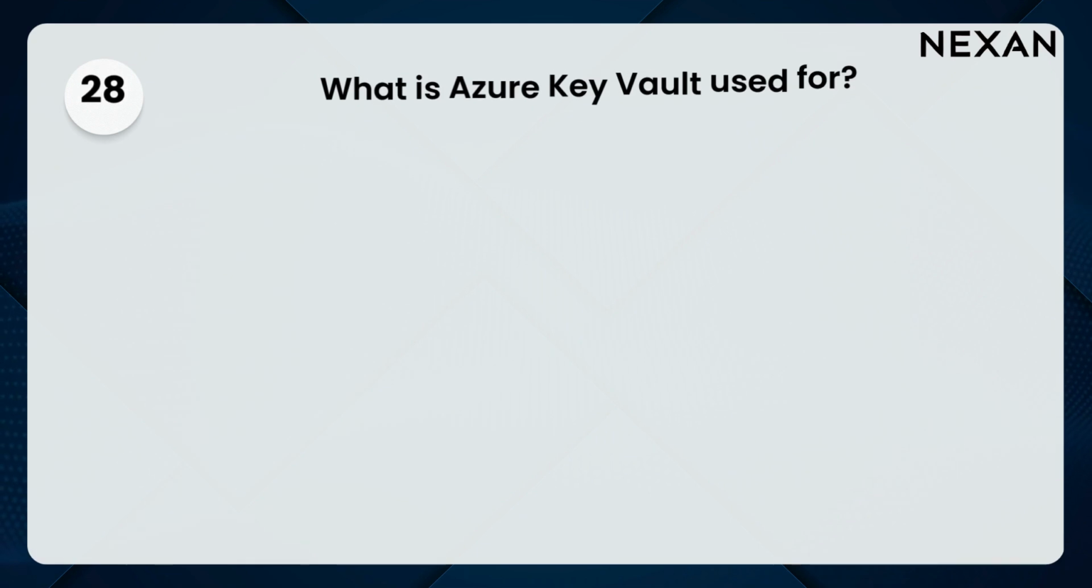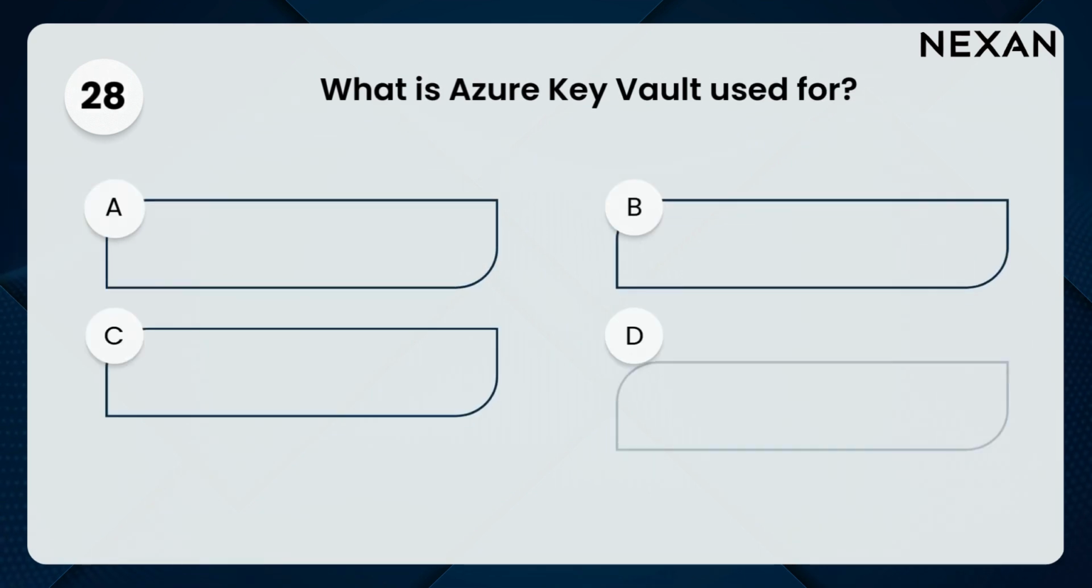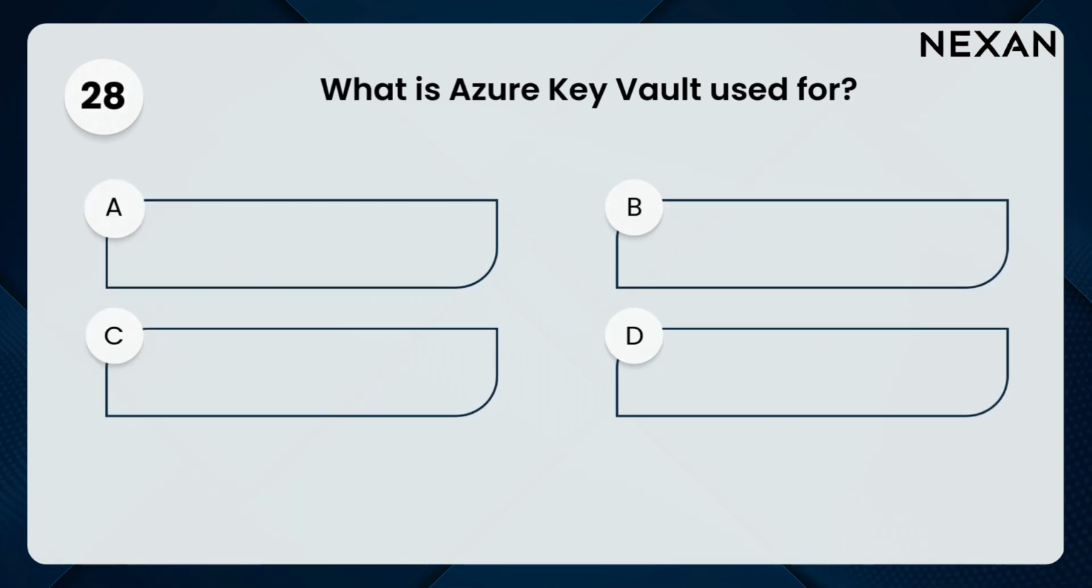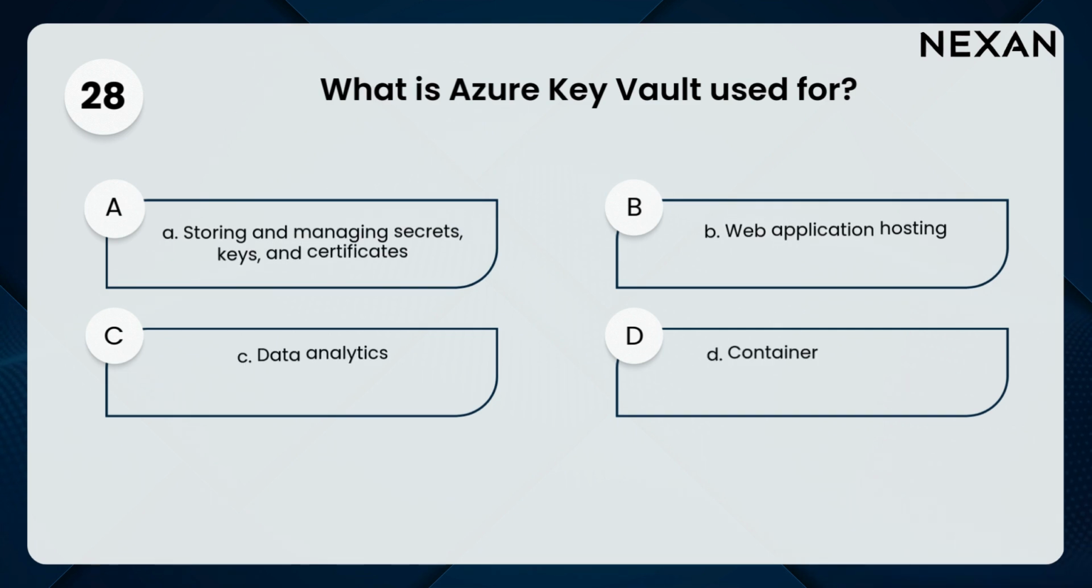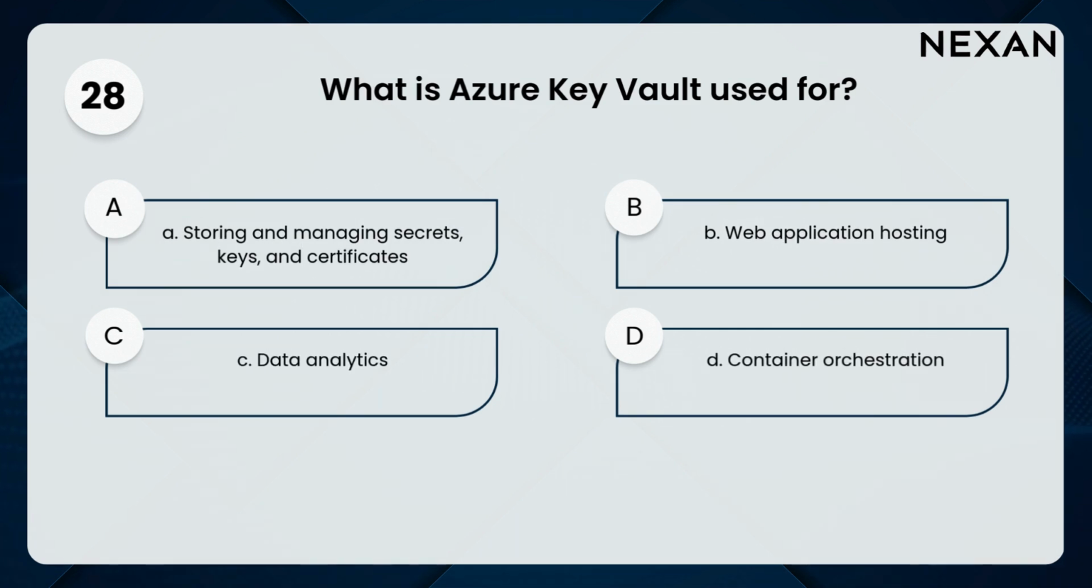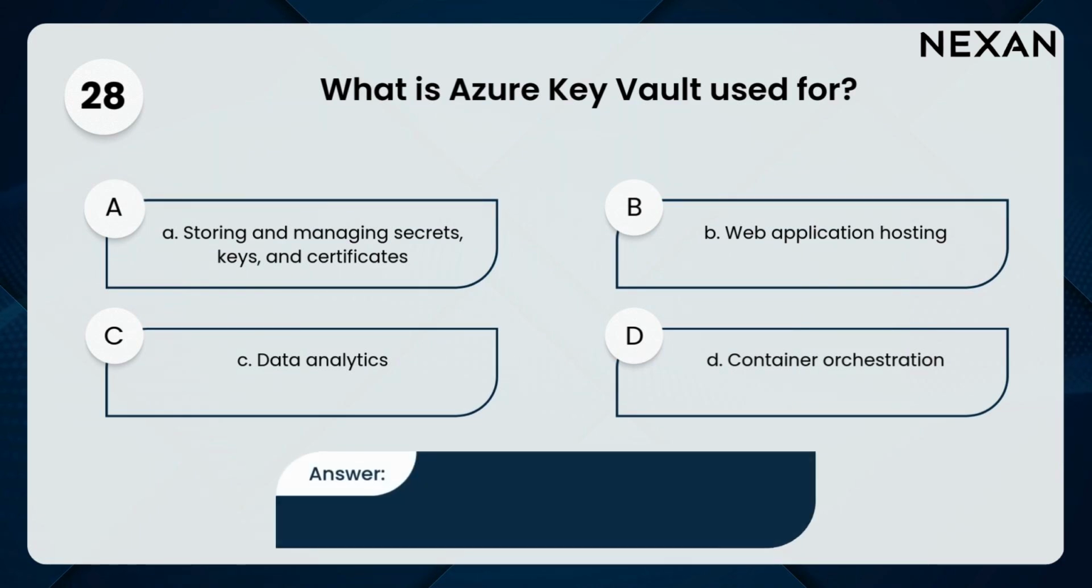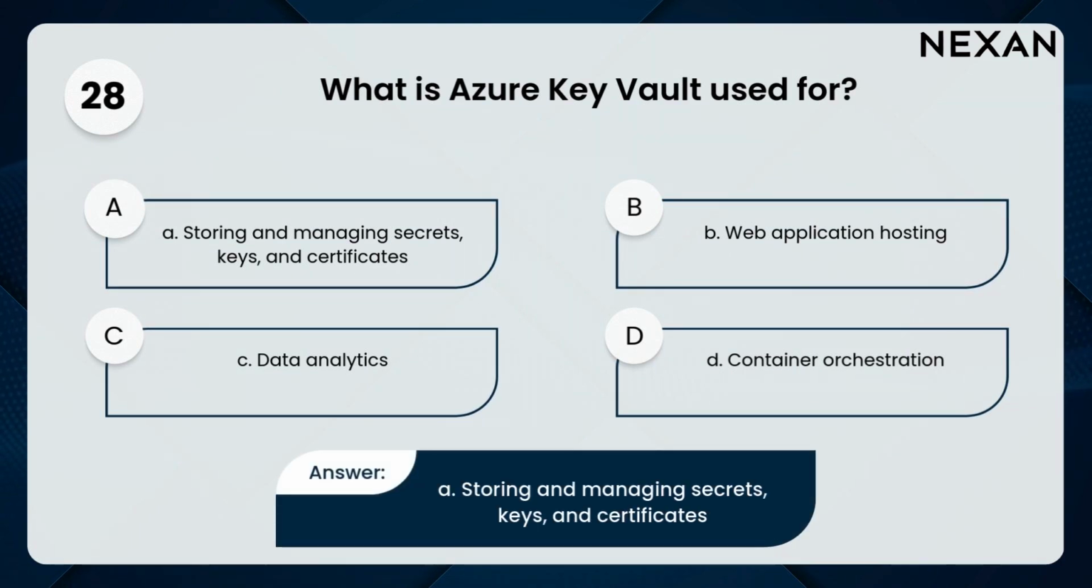28. What is Azure Key Vault used for? A. Storing and managing secrets, keys, and certificates. B. Web application hosting. C. Data analytics. D. Container orchestration. Answer: A. Storing and managing secrets, keys, and certificates.